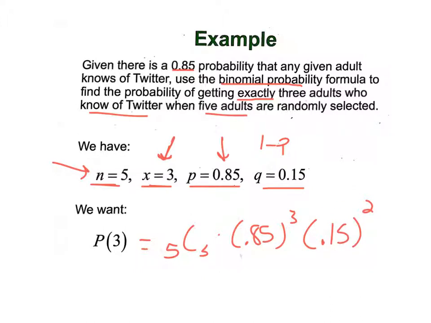Now you just punch all that in your calculator, and it's quite a bit to punch in actually. So I'm going to punch in 5C3 times 0.85 cubed times 0.15 squared, and it equals 0.138. Remember, with probability we go 3 decimal places, 3 sig figs, and you got it. So that's pretty much all there is using the formula.